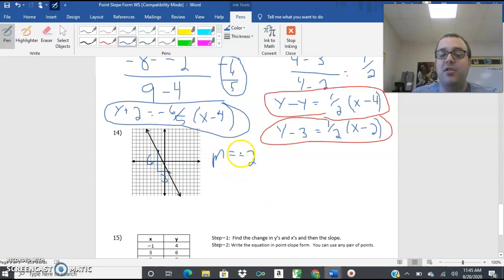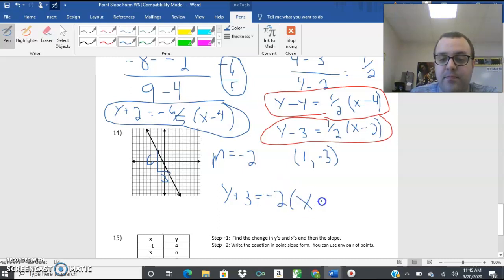Okay, and I can still use that information, but now I just pick one of these points. So let's see, I'll pick 1, -3 as my point, and now I have all that I need to write an equation in my point slope form. So in this case, it's going to be y plus 3 equals -2 times x minus 1. And there we go, point slope form. We're done. That's all it is.